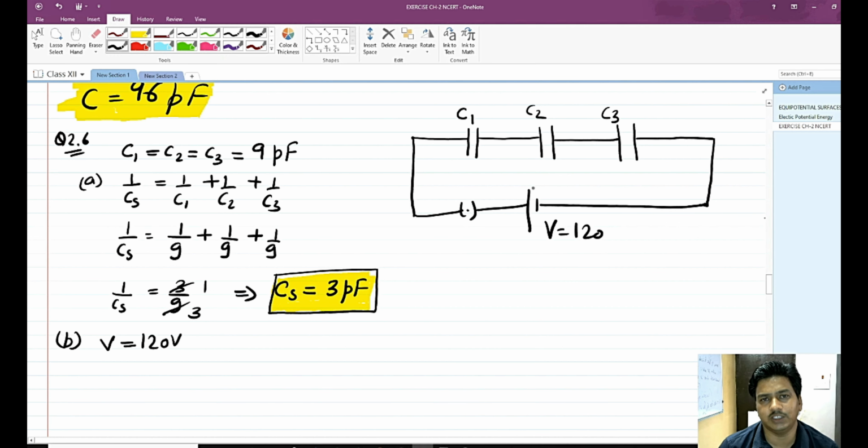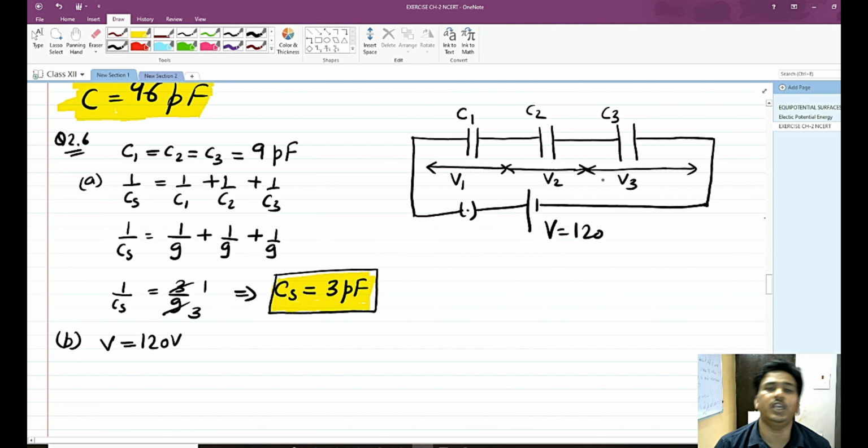As we know that in series, the amount of charge flow is the same across each capacitor, current is also the same, but the potential difference across each capacitor will be different. But in this case, all the capacitors have the same capacitance, so it means the given voltage is distributed into 3 equal parts.